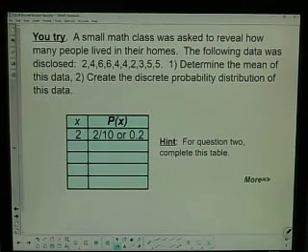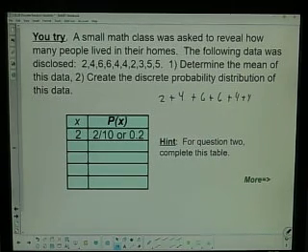Okay, they want you to determine the mean of this data. Well, a simple way is just to add all those up. 2, 2, 4, 6, 6, 4, 4, 2, 3, 5. All right. And then problem 2, create the discrete probability distribution of this data.